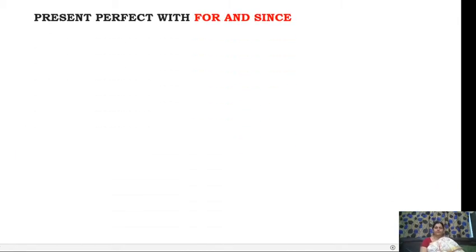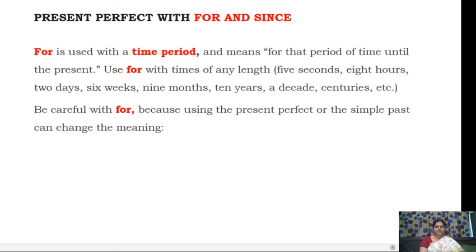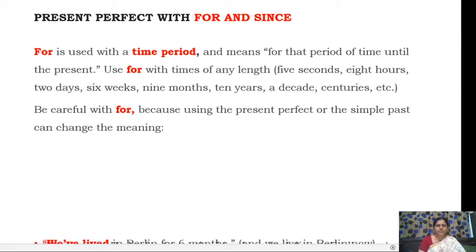Present perfect with for and since. We have discussed how to use since, now we'll go with for. For is used with a time period, a period of time, and means for that period of time till the present. Use for with times of any length, that is duration: 5 seconds, 8 hours, 2 days, 6 weeks, 9 months, 10 years, a decade, centuries, etc.